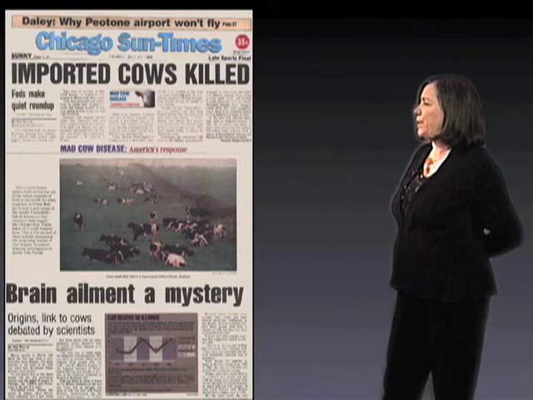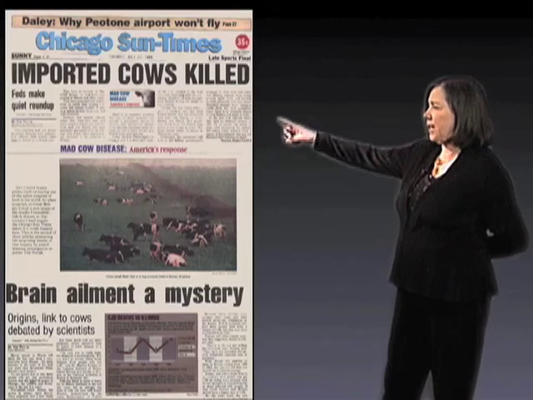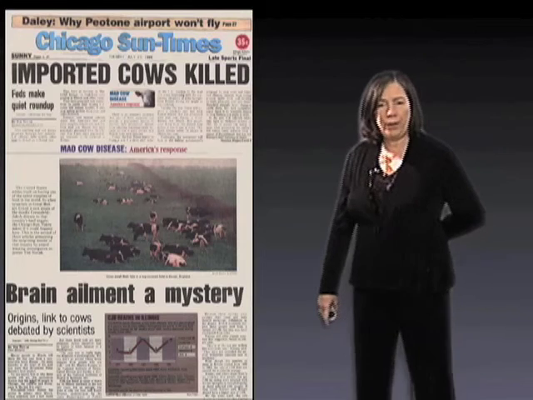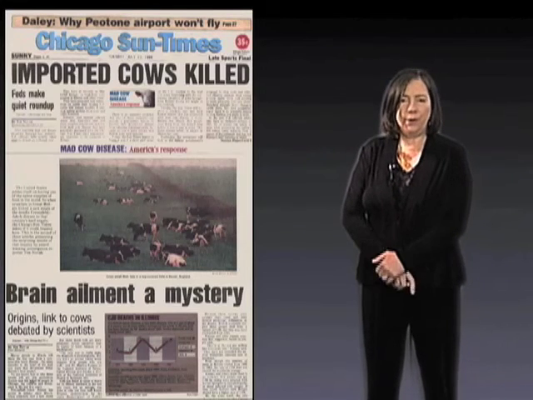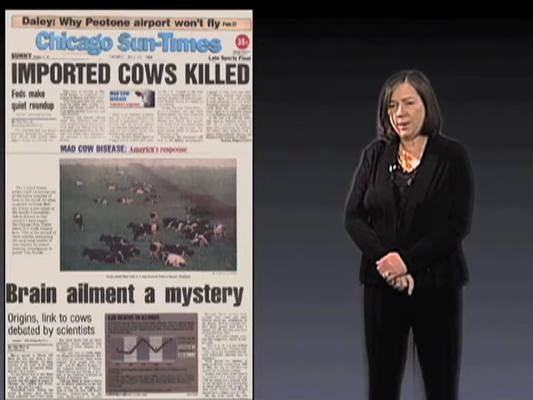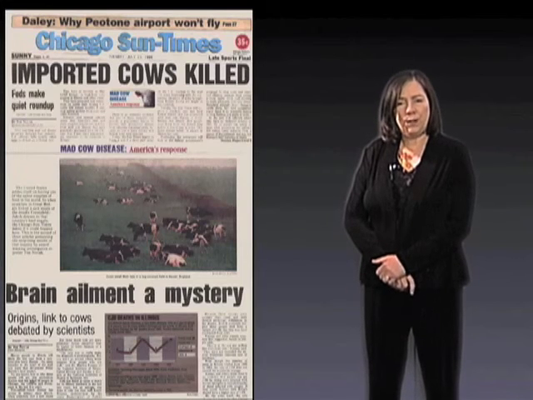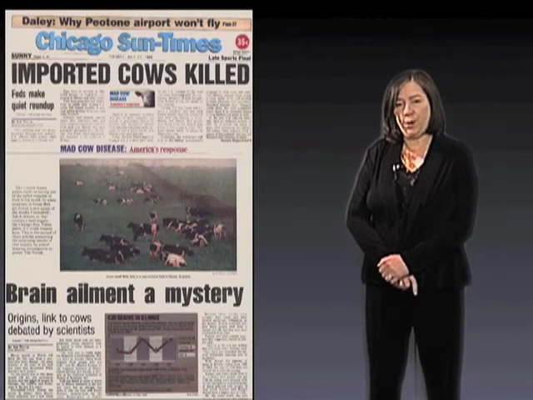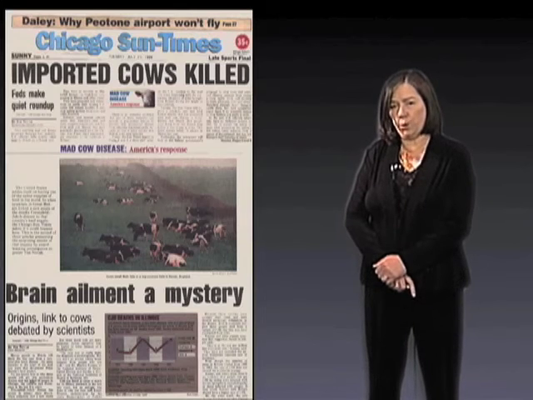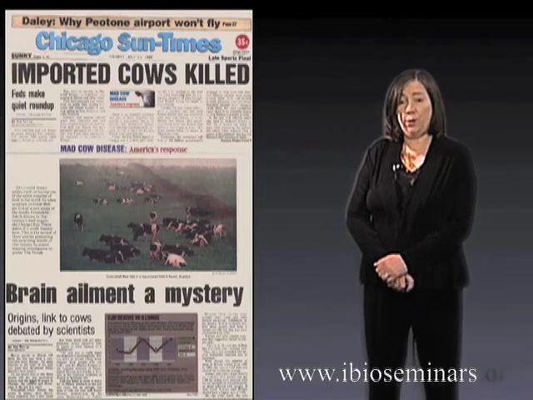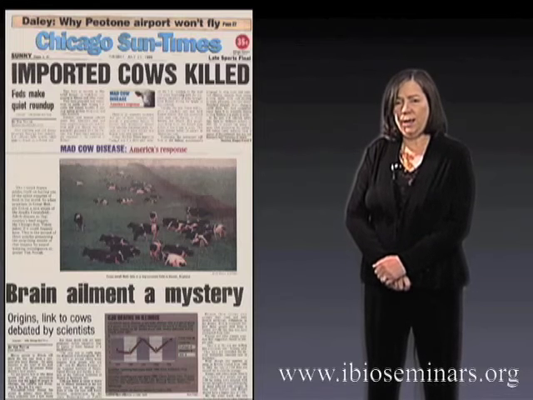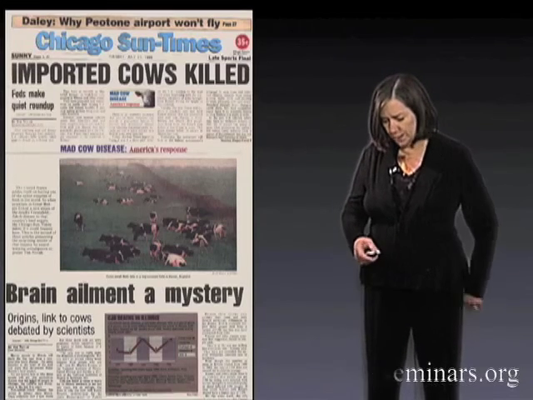This is a front page from my hometown newspaper, and as you can see, imported cows killed, brain ailment a mystery. This was from back in the days when Great Britain was staggering under the mad cow epidemic. It was very, very frightening because we didn't know. It became apparent that the disease was actually crossing the species barrier, and some young people in Great Britain were coming down with the disease. But thank goodness there's a very strong species barrier, and so really only a small number of people have come down with the disease so far, and it looks like it's not going to be of outrageous proportions.